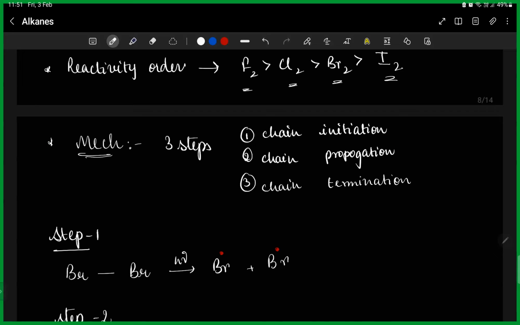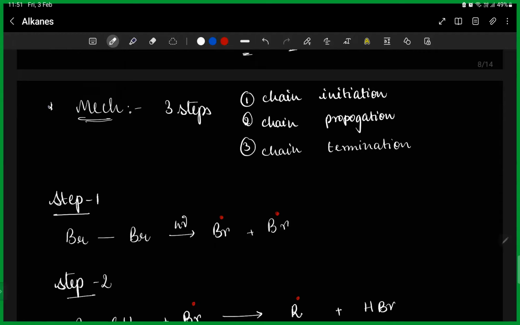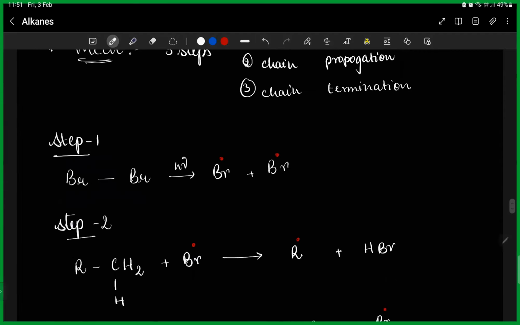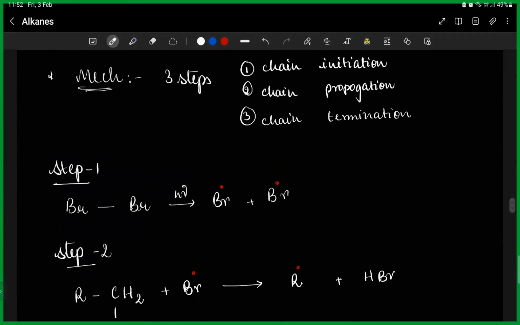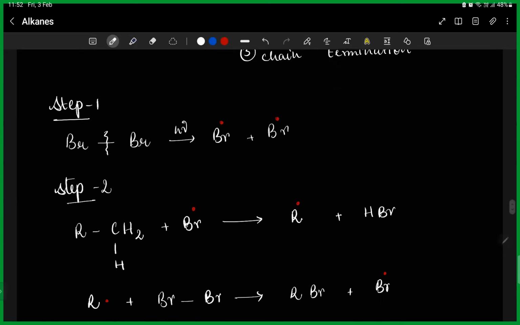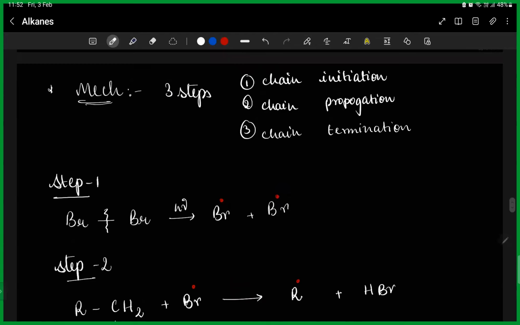Okay, chain initiation, chain propagation, and chain termination. So what is the first step? Chain initiation. The Br2 or the halogen we are using here is broken. Homolytic cleavage takes place and each bromine gets its radical. So radicals are formed. This is the chain initiation reaction.